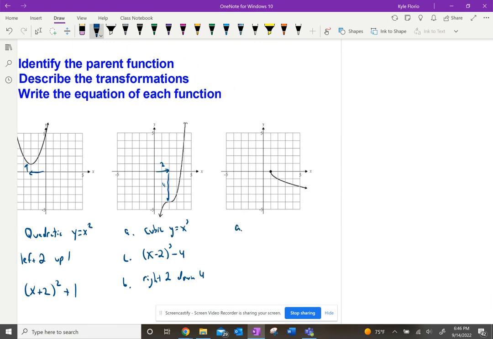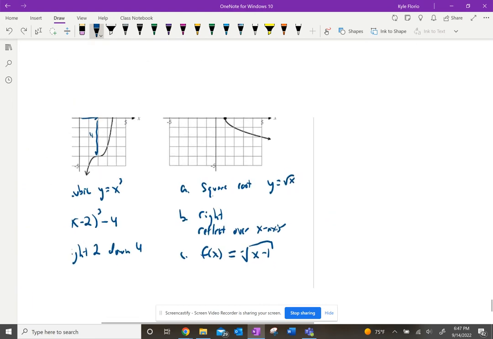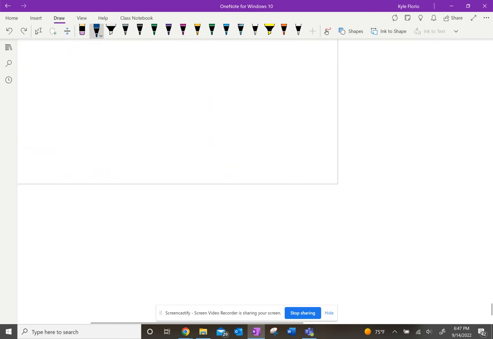All right, here we have the square root function. So y equals the square root of x as the parent. It looks like it's going right 1, and then it's reflected over the x-axis. So we're going to have f of x equals the square root. It's going right 1, so it's going to be x minus 1. And then it's reflected over the x-axis, so we're going to tag a negative on the outside of the function. Okay. I think that's it.